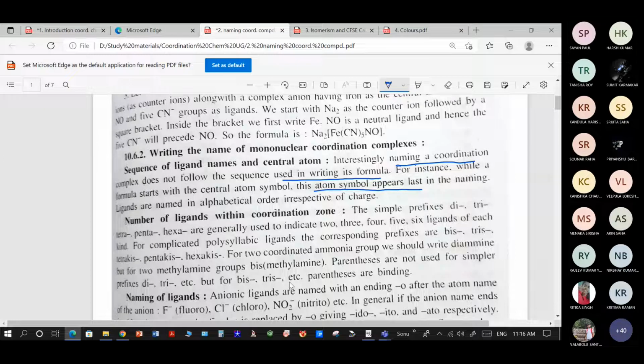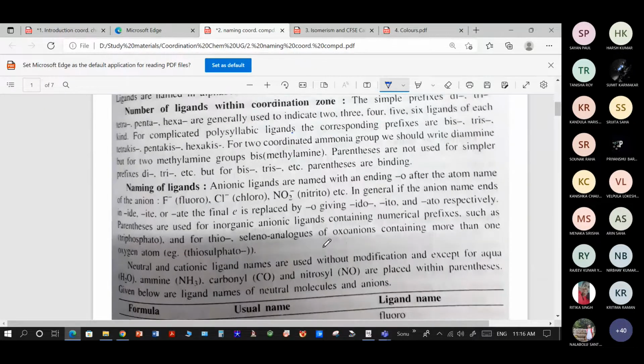Now we have to know that for naming the ligands, ligands may be neutral or may be anionic in nature. If it is anionic in nature, so this will be said fluoride. Okay, so fluoride, one E is there, so the last E will be replaced by O. So fluorido or fluoro, you can say chlorido or chloro, nitrito. This is the nitrite anion, so E will be replaced by O.